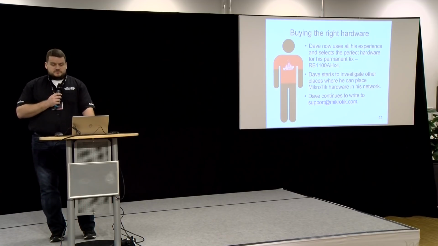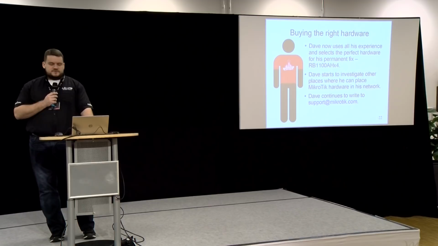So we get finally to the place where Dave buys the right hardware. So he goes for the 1100 new version AH X4. And of course he starts to investigate new possibilities to use MikroTik, replace his own other solutions in other places, and so on. And of course, this results in even more mails from Dave to the support.